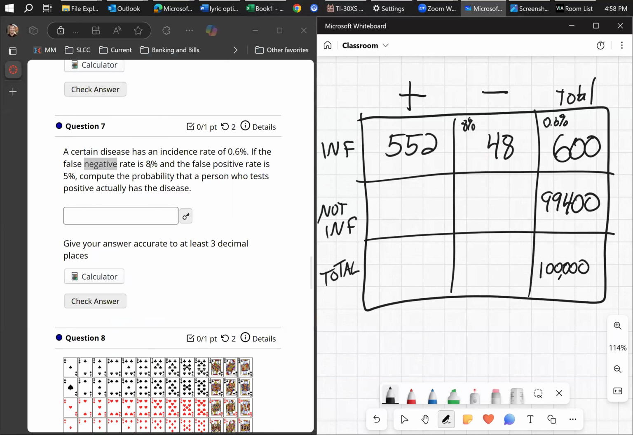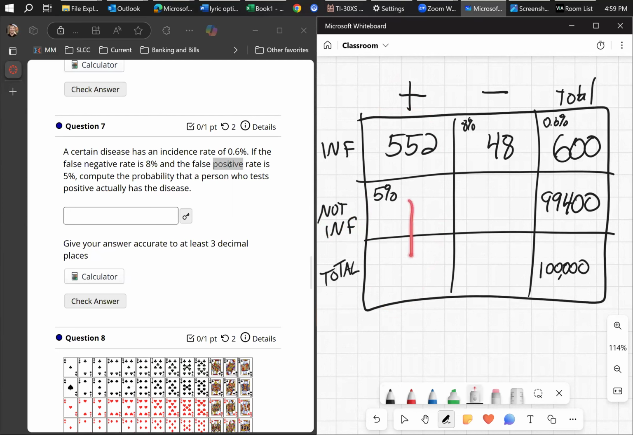Okay, last one. The false positive rate. The second word, positive, so we're in the positives column. The false positive, which ones are a lie? If you have a positive test, but you're not infected, that's a lie. This is the false positive. This is the true positives. False positive rate was 5%.